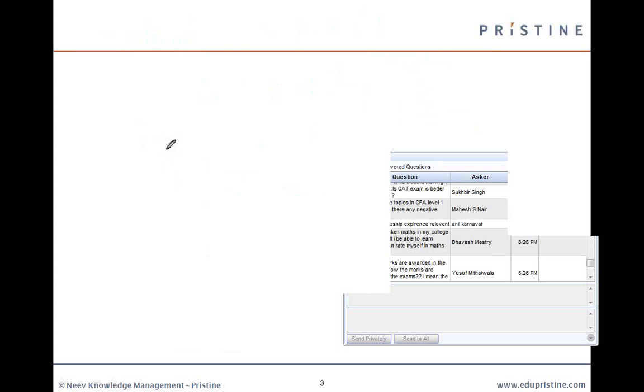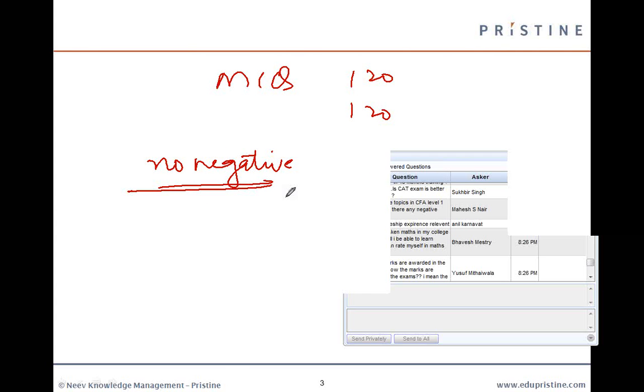Regarding the structure of CFA exam and valuation. As I said, your CFA exam has multiple choice questions. When it comes to level 1, you have 120 multiple choice questions in the morning, 120 multiple choice questions in the afternoon. There is no negative marking, so that's a good thing for us. So even if you randomly select any answer and your luck is with you, you still have a chance of passing the exam.